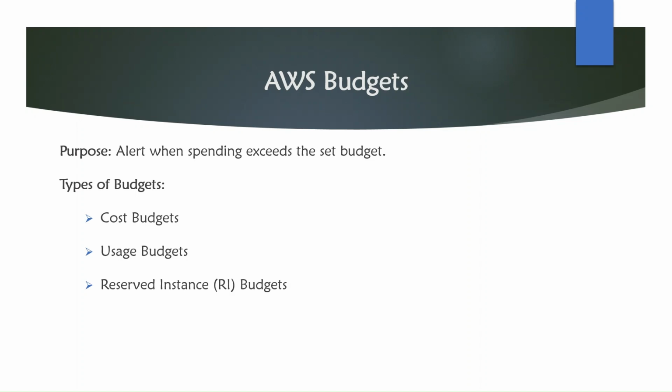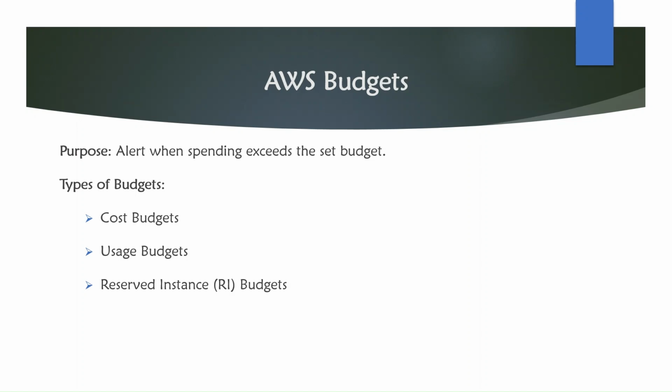Usage budgets. So usage budgets monitor the usage of AWS resources such as EC2 instances, S3 storage, or any other services. Users can set limits on how much of a particular resource they intend to use and notifications are sent when usage is about to exceed the limit.